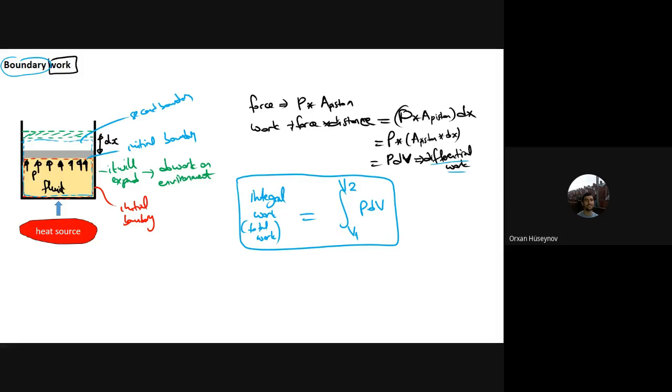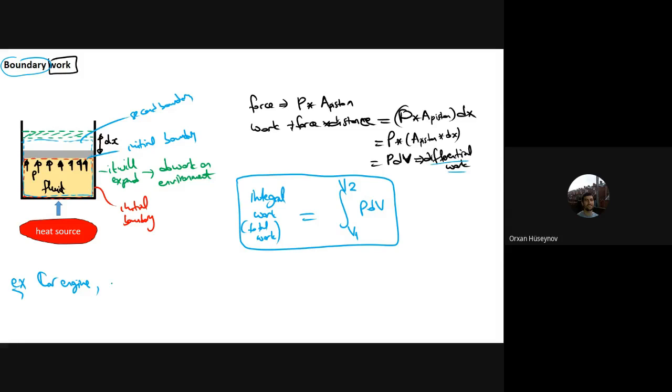So where do we see this work? I can give you one example, which is the car engine. In a car engine, the piston moves up and down, and you have the change in volume, and the pressure into that change of volume, from V1 to V2, gives you the boundary work.